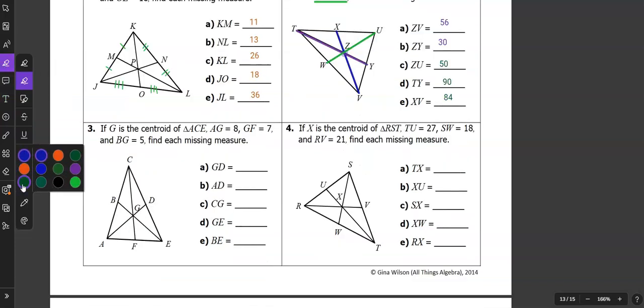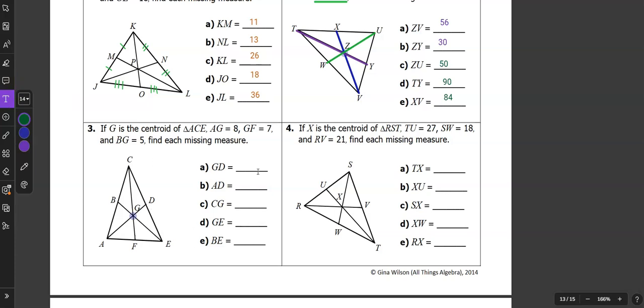Number 3 tells us that if G is the centroid of triangle ACE, AG is 8, GF is 7, and BG is 5, find each measure. Now again, they're giving me information. AG is part of a median, as is GF and BG. So we know we're going to be focusing on the medians.